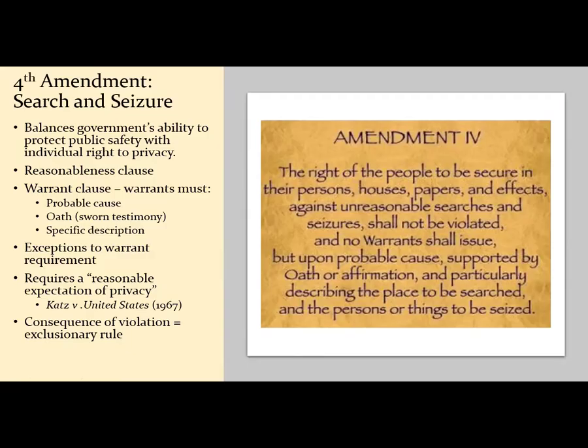You can use it to impeach the defendant. If he lies about something on the stand, you can use this evidence against him to establish the fact that he's lying, but you can't use it to establish his guilt. So that's what the exclusionary rule is: the exclusion of evidence that has been illegally obtained, not using it to establish the guilt of the defendant.